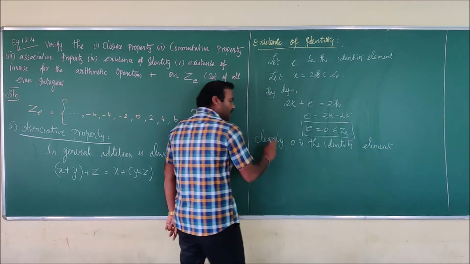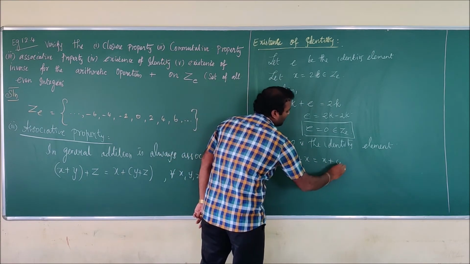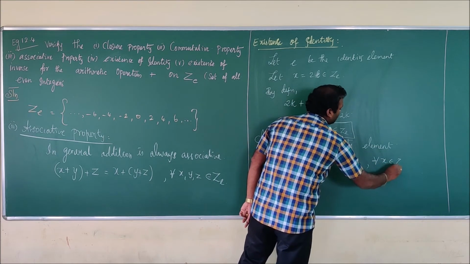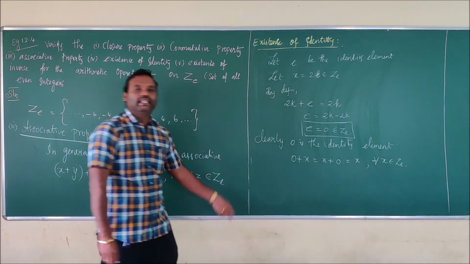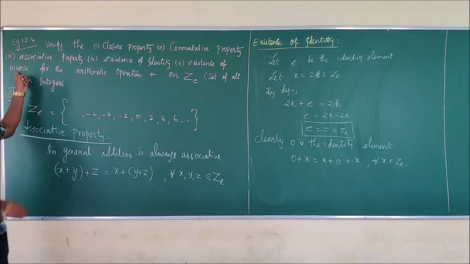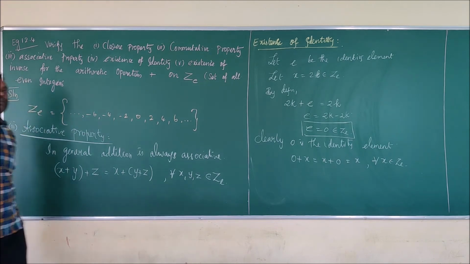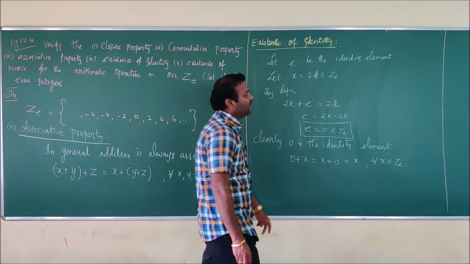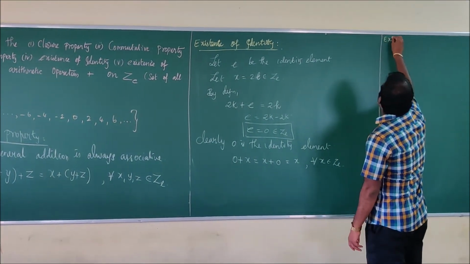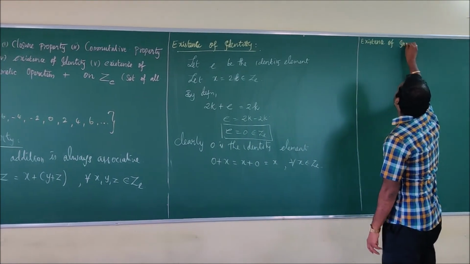Next thing, we have to verify that 0 + x = x + 0 = x for all x belonging to the set of all even integers. Next, we are going to see the existence of inverse.